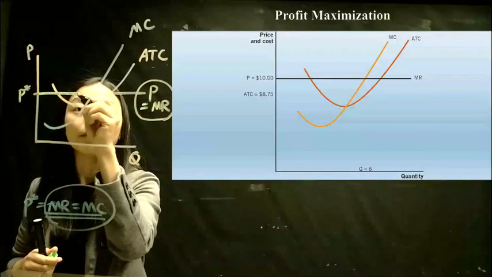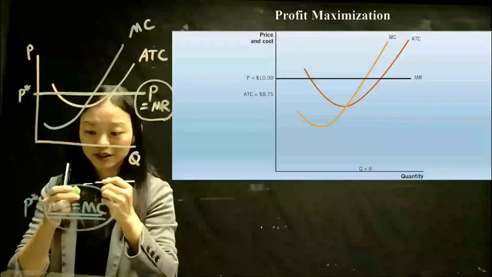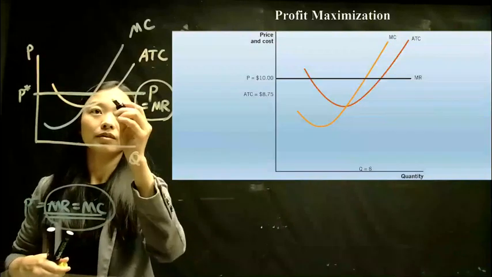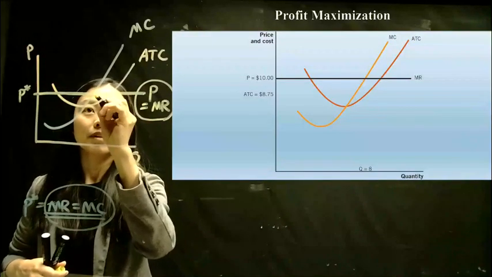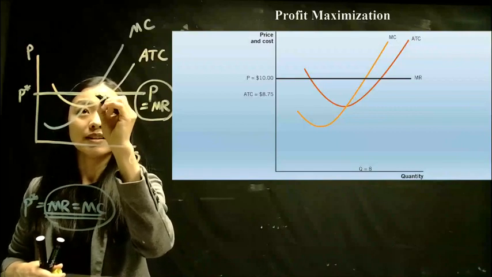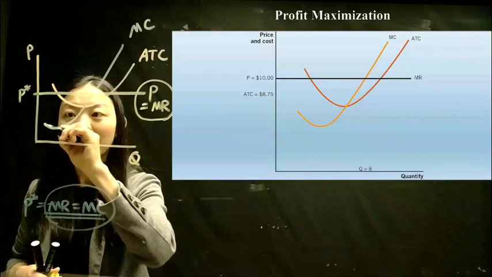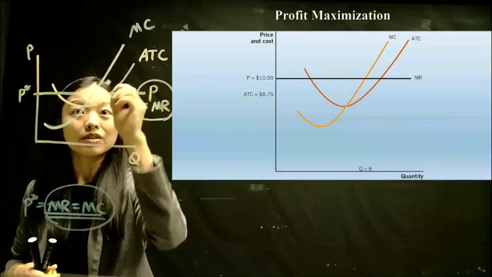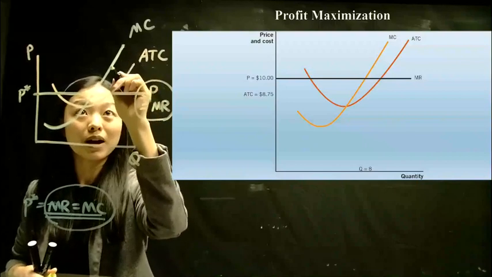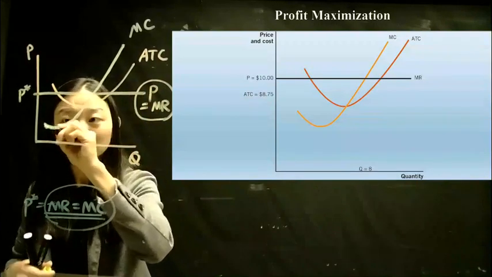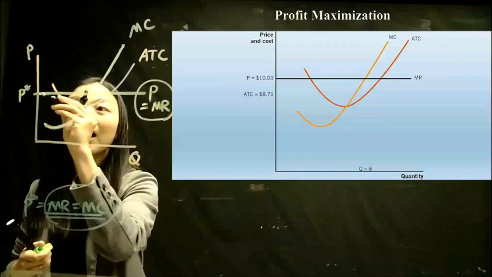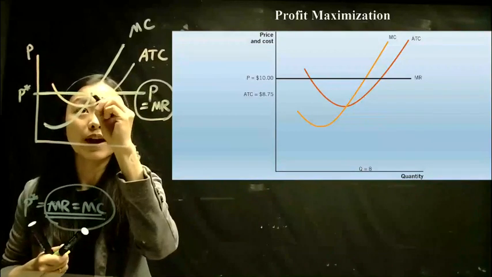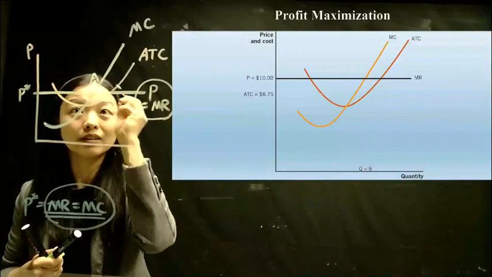This is our marginal revenue curve, right? And you can see this will be our marginal cost curve, right? So look at these two curves, this marginal cost curve and the marginal revenue curve. They intersect at this point. Okay, I will mark this as point A.